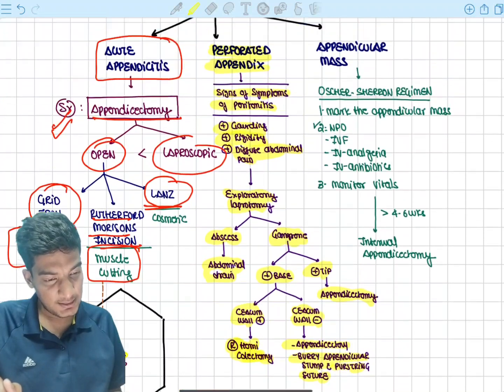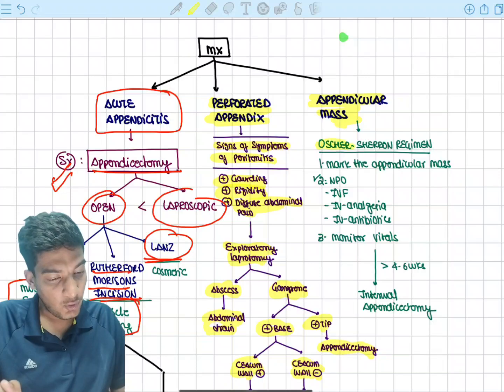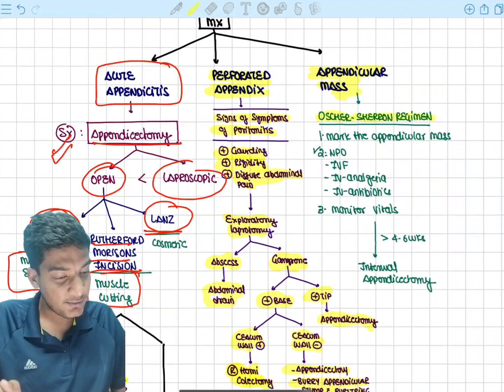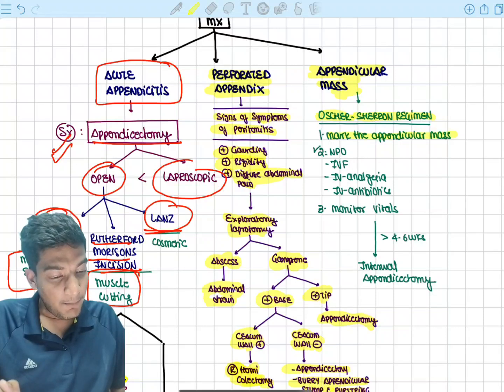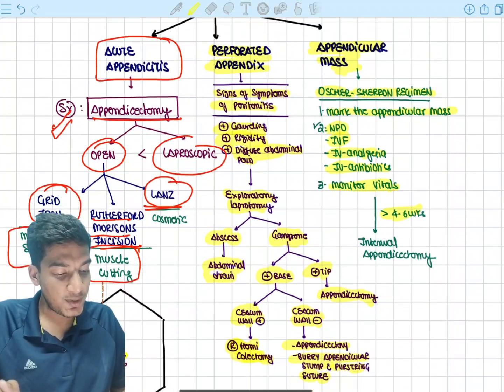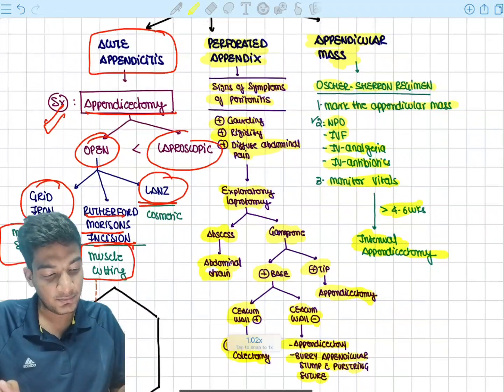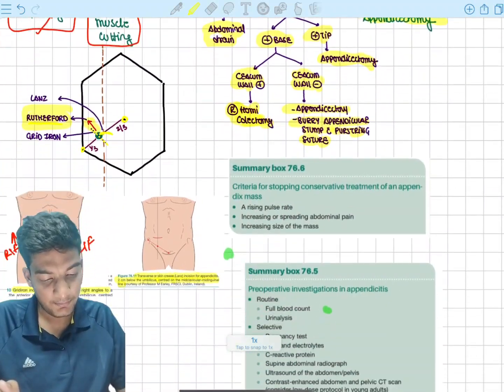The next thing is appendicular mass. Appendicular mass is dealt with by the Ochsner-Sherren regimen. That is, mark the appendicular mass. The patient is kept nil per oral, with IV fluids, IV analgesics, and IV antibiotics. Monitor vitals for 4 to 6 weeks and then come for appendectomy. So we are actually decreasing the mass and then we'll go for appendectomy.